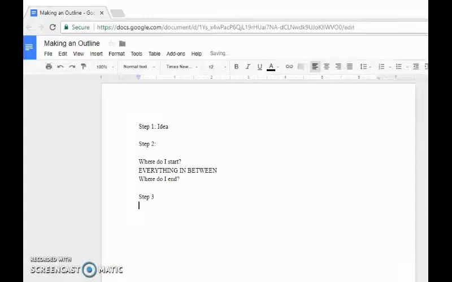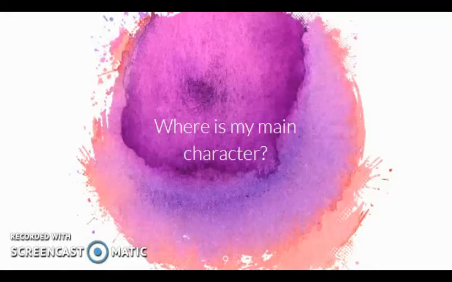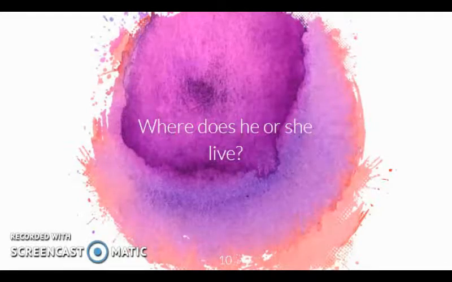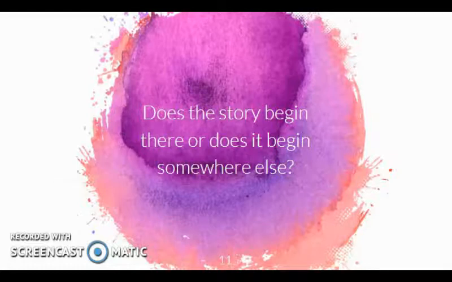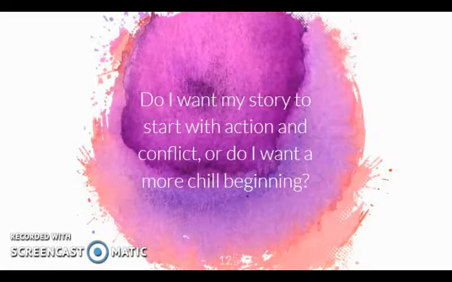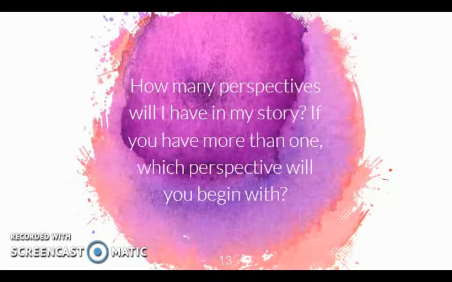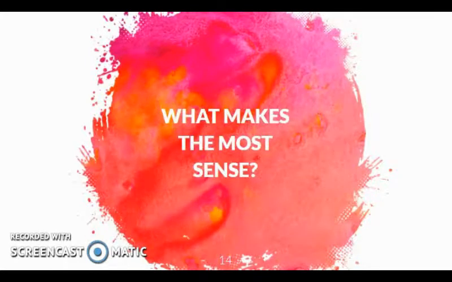Now that you know your beginning and your end, start at Chapter 1 or the prologue. Ask yourself questions such as, where is my main character? Where does he or she live? Does the story begin there, or does it begin somewhere else? Do I want my story to start with action and conflict, or do I want a more chill beginning? How many perspectives will I have in my story? And if I have more than one, which perspective will I begin with? This very last question is the most important one to consider. Does this make sense? It is imperative that everything in your story makes sense both logically and in the context of your novel.